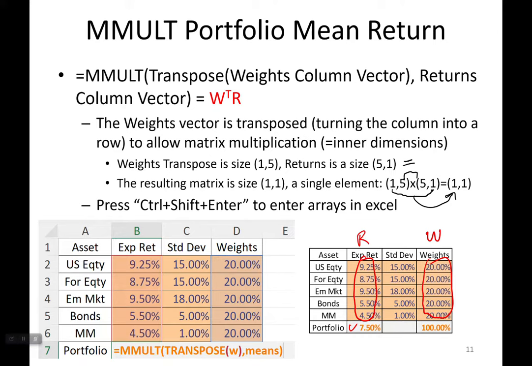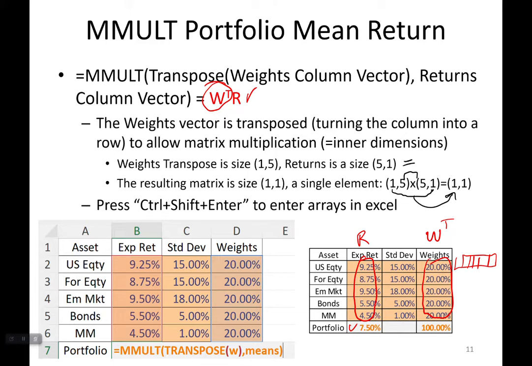Okay, we'll call this vector R, and we'll call this vector W, using just single letters. I can calculate the portfolio mean by taking the transpose of W. I'll write that W^T. What is W^T? Well, it just takes these weights and makes it a row vector instead of a column. So I could say the portfolio mean is going to be a transpose of a column vector of weights times the column vector of returns.